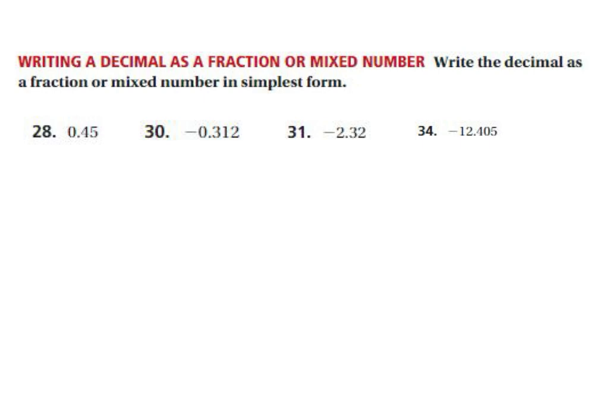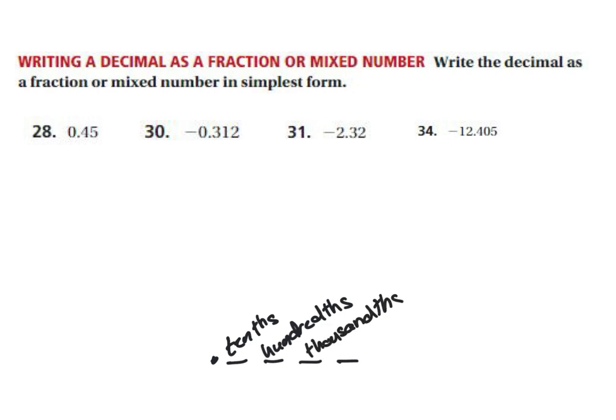For questions 28 through 34, write a decimal as a fraction or a mixed number in simplest form. So the first thing to remember are place values: tenths, hundredths, thousandths, 10,000ths. That goes for everything. So looking at question number 28, you have a digit in the tenths and the hundredths place. So your denominator is going to be 100, your numerator is 45, and now we would simplify by dividing by 5 over 5, and you get 9/20ths.